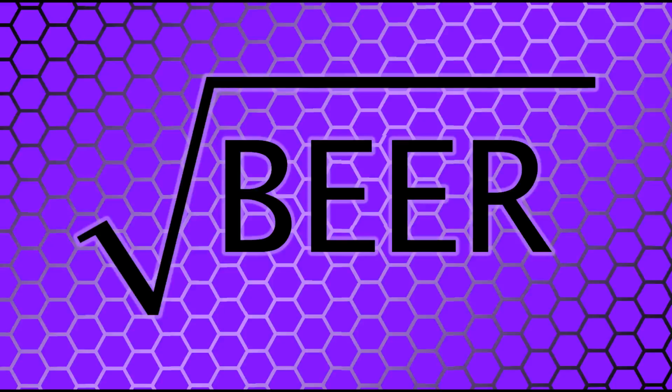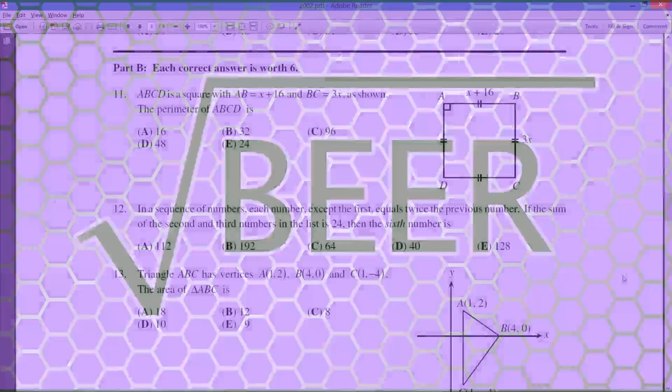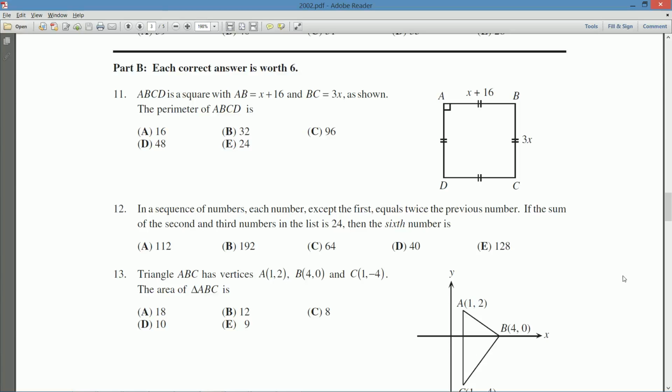Hello, ladies and gentlemen, and welcome back. We're up to question number 11. Here it is on the 2002 Pascal paper.